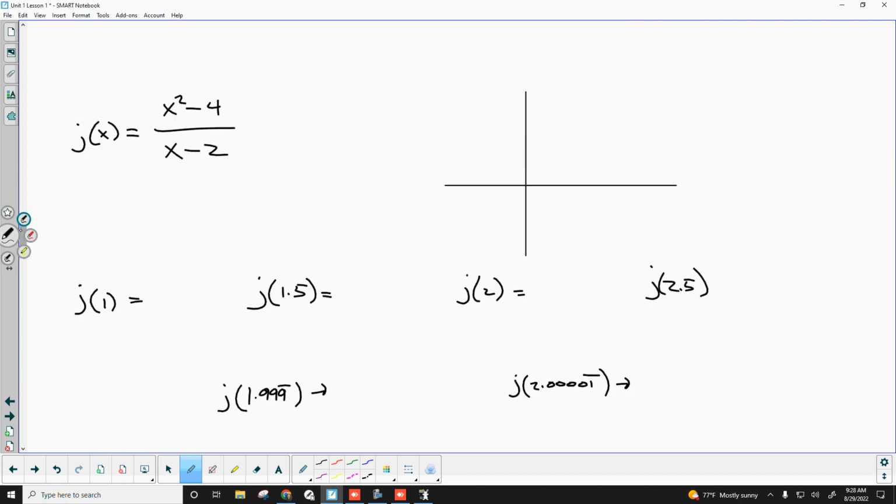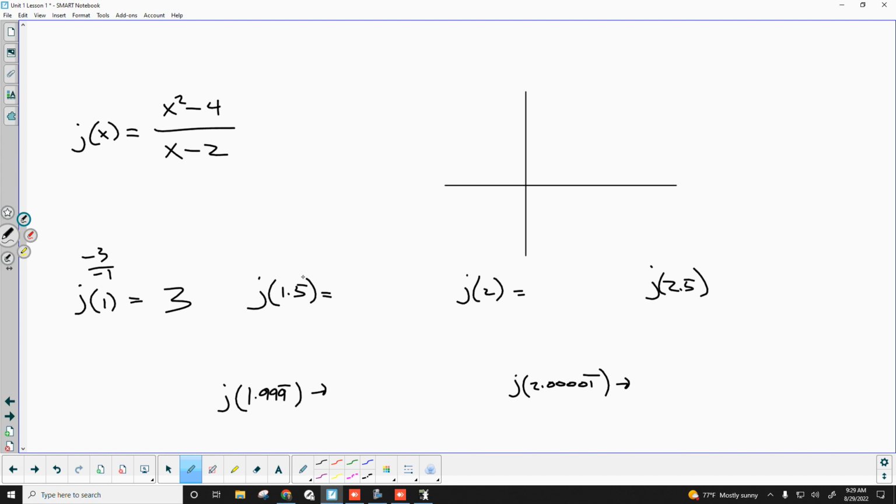I love this one. I'm going to actually do it with you. All right. Now, this is not a piecewise function. This is just a function. So I will be plugging in all of these numbers into the x coordinates in J. Let's see what happens. Let's plug in 1. Well, 1 squared minus 4, that's -3. 1 minus 2, that's -1. -3 over -1, that's +3.